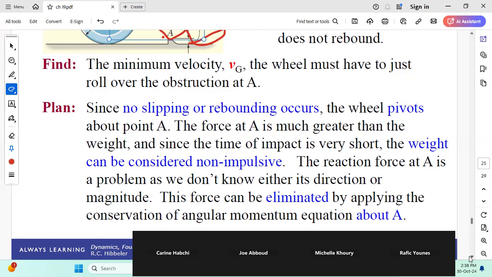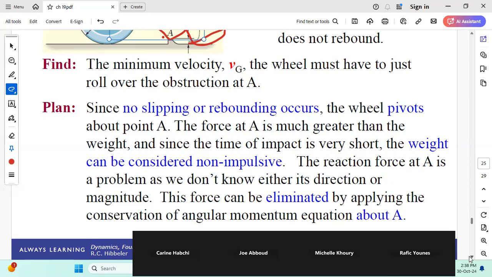And we'll see how. Since no slipping or rebounding occurs, the wheel pivots about A. The force at A is much greater than the weight, and since the time of impact is very short, we can consider the weight to be a non-impulsive force. Then the dominant force is the reaction force at A, but the problem here is that we don't know the magnitude or direction of A.